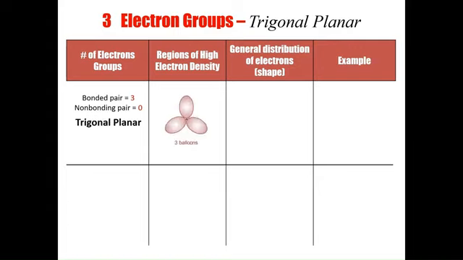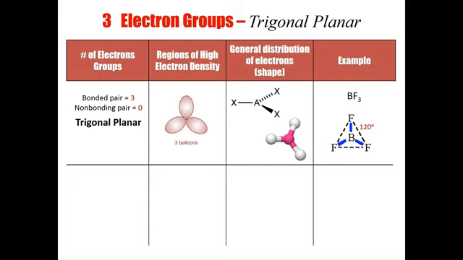This image shows the 3 regions of electron density pointing as far away from each other as possible. The general representation of this shape is shown here, where A again represents the central atom, and the X's represent the peripheral atoms. An example of a trigonal planar compound is boron trifluoride. The boron trifluoride molecule has 120 degree angles between all the electron groups. So that's 120 degrees between all of these fluorine atoms.